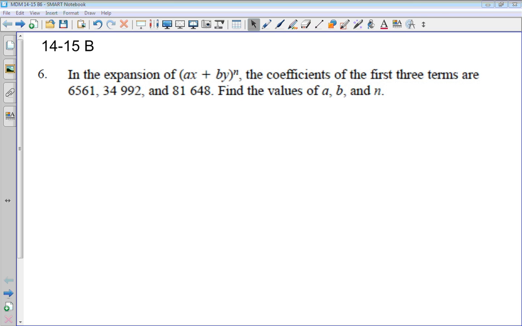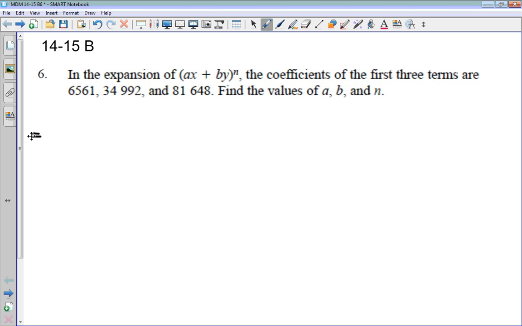What we're told is that in the expansion of (ax + by)^n, the coefficients of the first 3 terms are given by these 3 numbers here. And we want to find the values of a, b, and n. So a good place to start is with the binomial expansion of (ax + by)^n. And all we're going to need here are the first 3 terms.